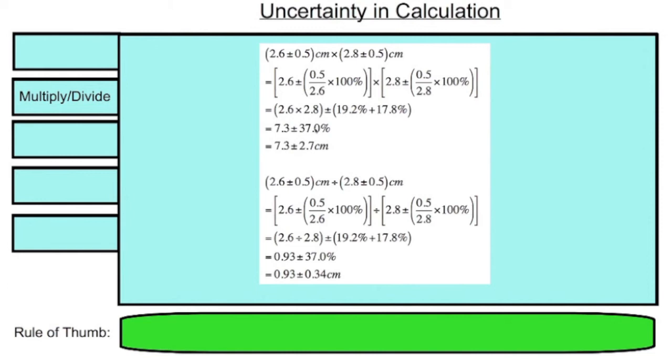So you apply the 37% to the 7.3 here, and here you get the same 37%, and you apply it to the 0.93. Notice that if you're using the same numbers over again, you don't have to redo these steps. Just save yourself some work. You've got the percentages already calculated up here, so you just copy them down.